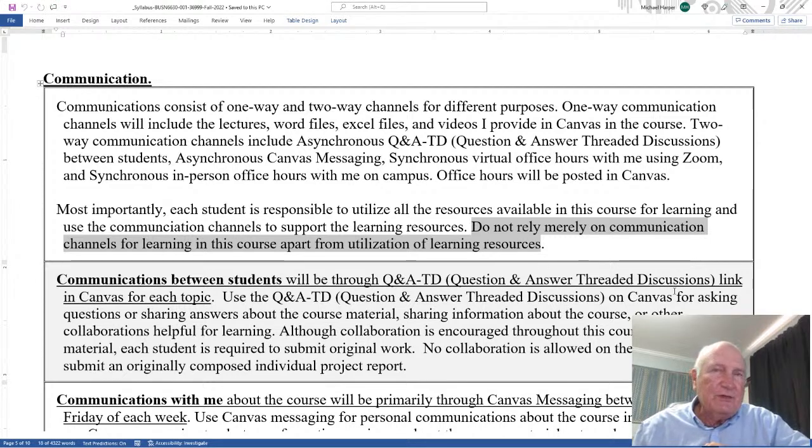The most important thing you can learn at a university is learn how to learn. Learn how to learn from resources. And asking me what the answers are is not a good way to use me as a resource. If you don't understand something, once you've studied it, I can clarify and it'll support your learning. It should not be the primary source of learning.